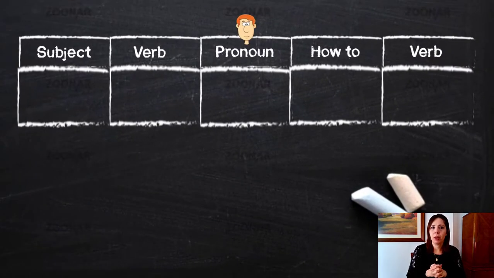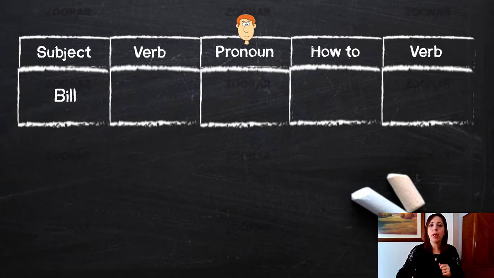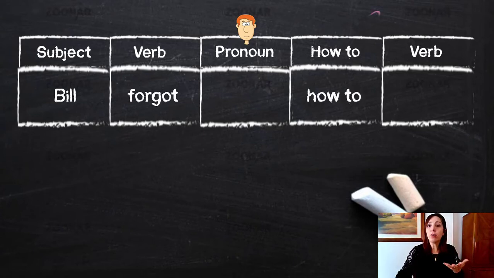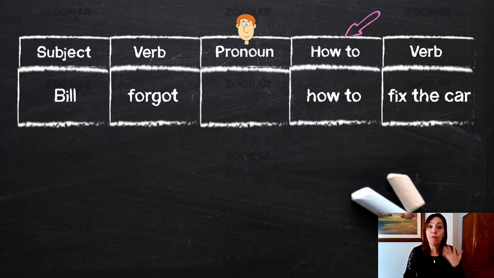Okay, let's give a look at this structure. Not difficult. This is what you find in the book. So we have Bill forgot how to fix the car. In the past, he knew how to fix it. He forgot how to fix the car, how to do something. Similar to Spanish, cómo arreglar. And we need the verb in infinitive.